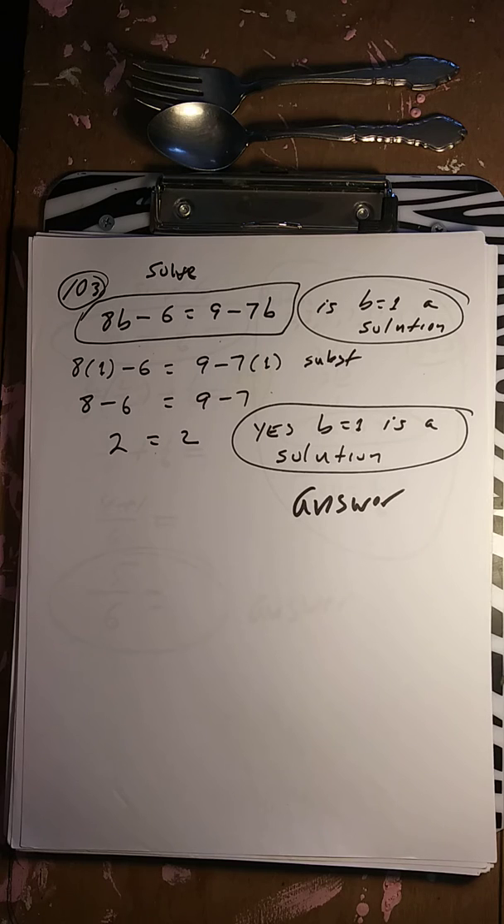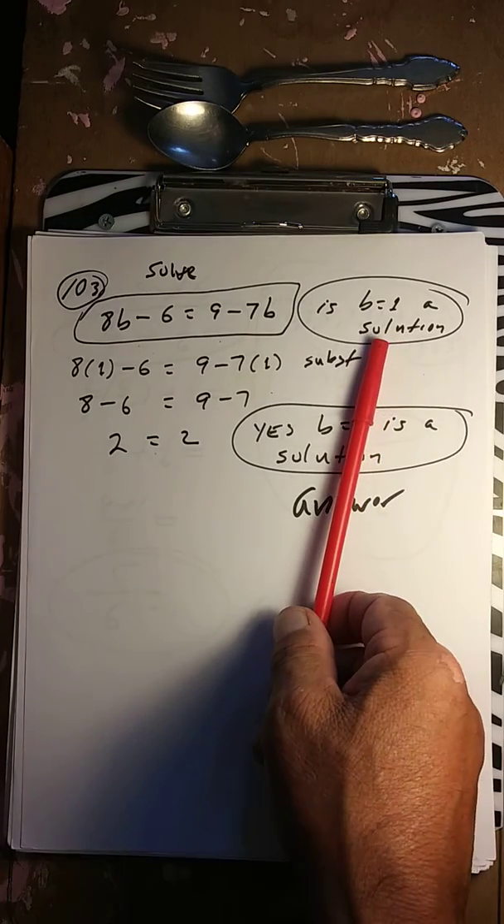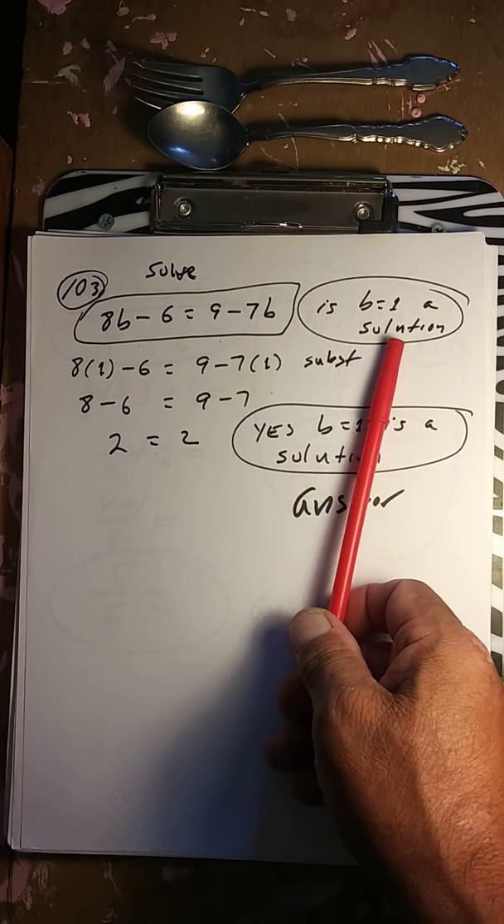Now we have 8b minus 6 equals 9 minus 7b. Is b equal 1 a solution? Let's check this. How do we do that? Put it back in the original problem.